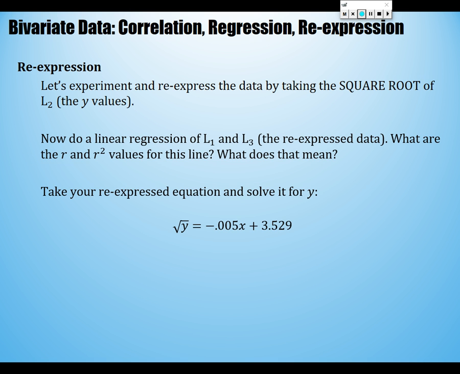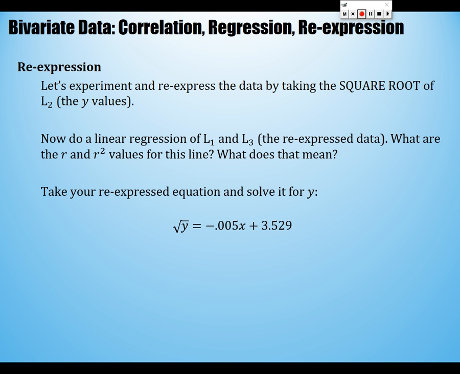So now run the regression this time, but not with L1, L2, but run your regression with L1 and L3 as the y values, okay? L1 is the x value still, but L3 is the y values. And tell me if you do or don't get this equation right here. Do you get negative? Try it, someone. Tell me if you get negative 0.005 and 3.529 as your values. You want to confirm that?